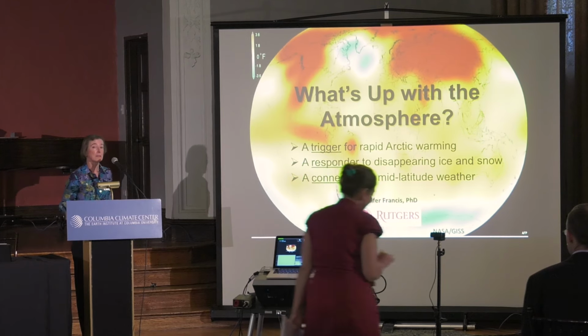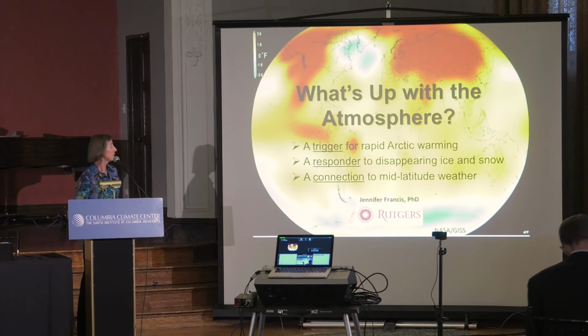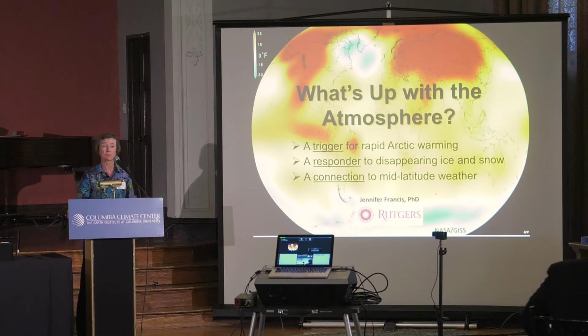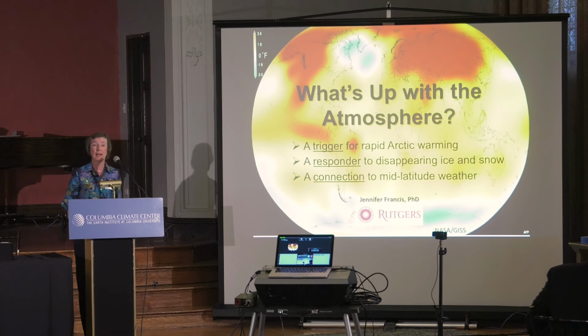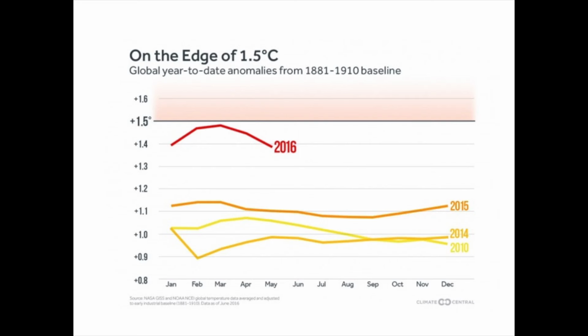In particular, the role of the atmosphere as a trigger for rapid Arctic warming, as a responder to the disappearing ice and snow that we've just heard about from several speakers already today, and also as a connector between the Arctic and mid-latitudes. And I'm going to focus a lot on 2016, this last year, because I think that this year that we're looking at right now could be considered a preview to this scenario that we're all talking about with a 2-degree world and a 5-degree Arctic. And let me tell you why I think that it's a preview.